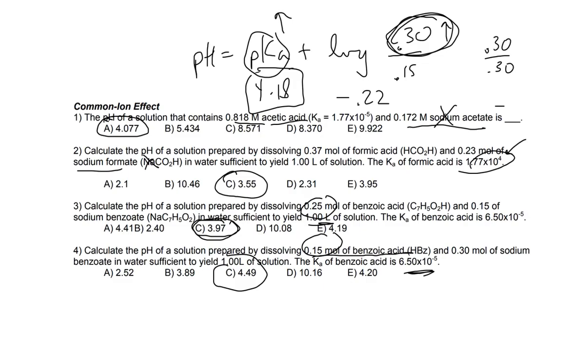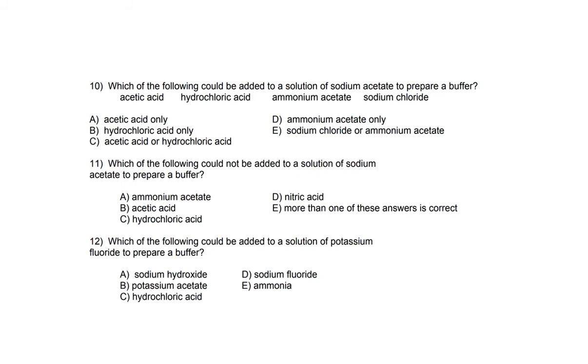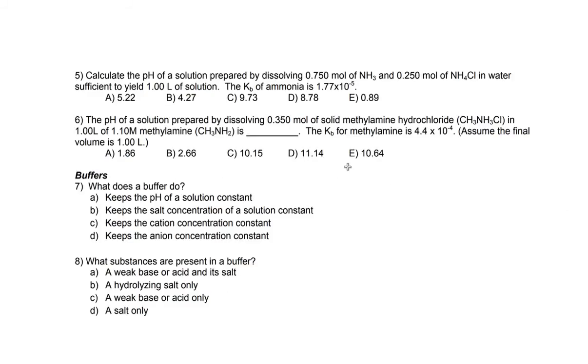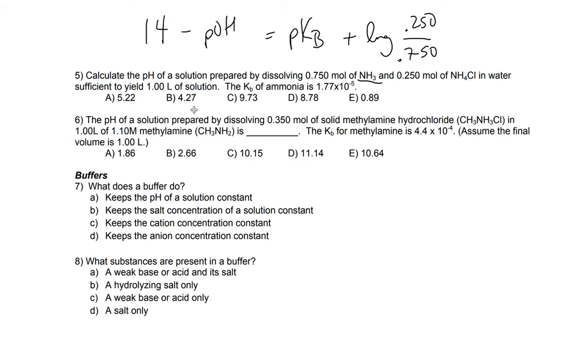Now, next one. If you take a look here, number 5. Calculate the pH of a solution. That is a weak base, ammonia. So I'm going to put 0.750 there, 0.25 there. I'm going to go log, and then plus the pKb because it's a base, equals pOH. Then subtract from 14 is all I'm really doing. It's the same idea.